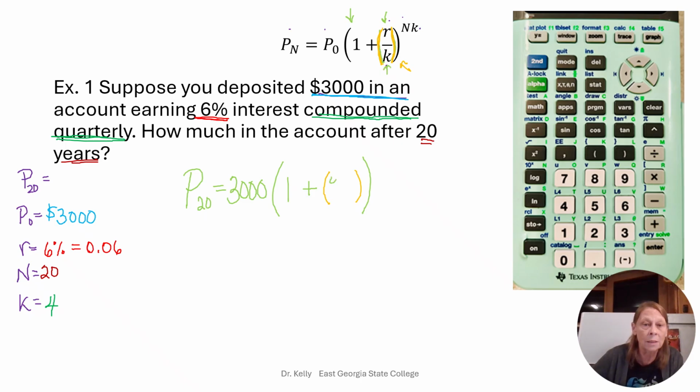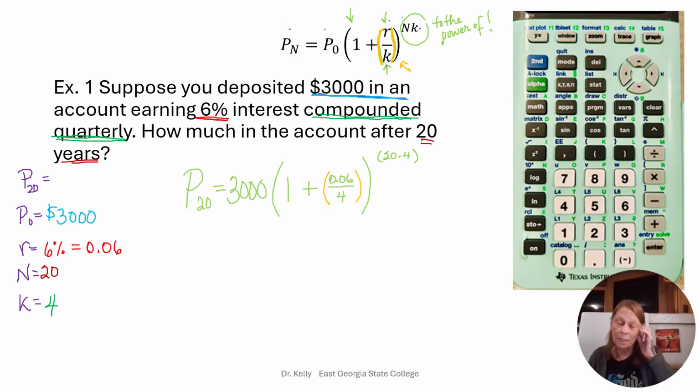So we've got 0.06 over, what was our K? 4. And notice this. This is all to the power of. This is raised to the power of, okay? And so we're going to put that value in there, and it is n times k. So I'm going to put it in its own little set of parentheses, and I'm going to say 20 times 4 and close it.